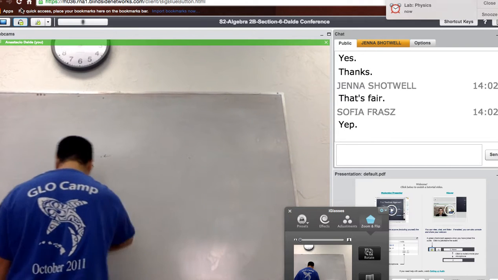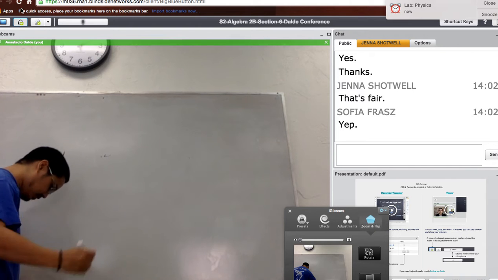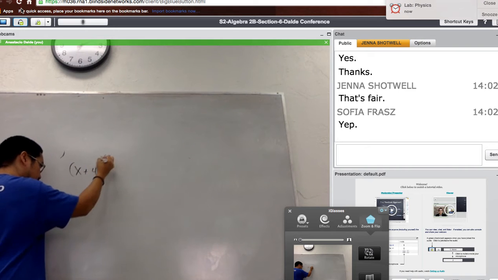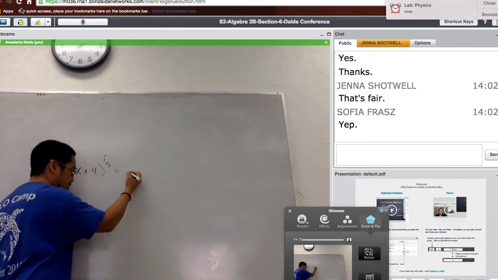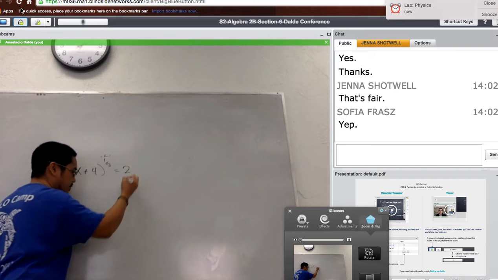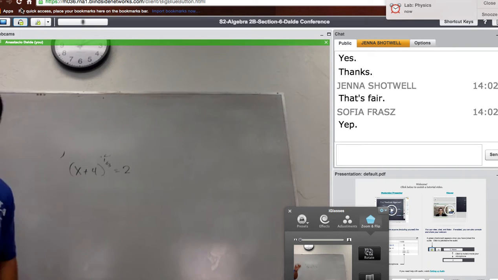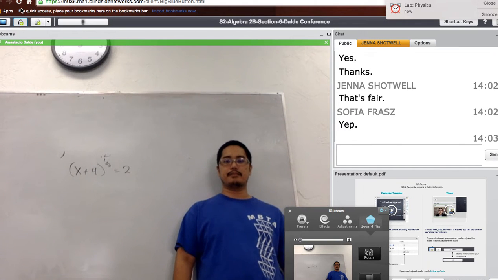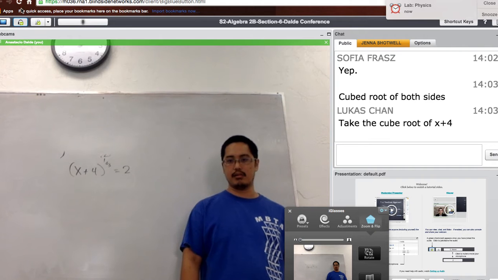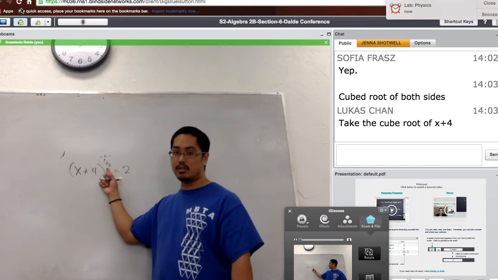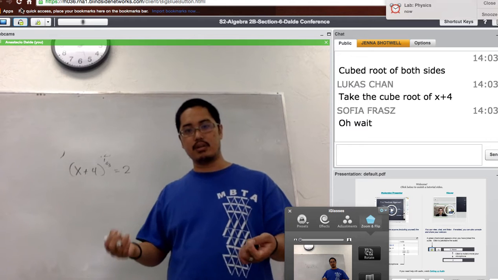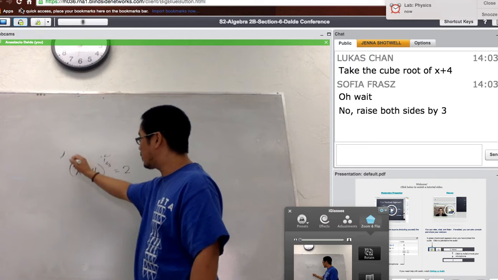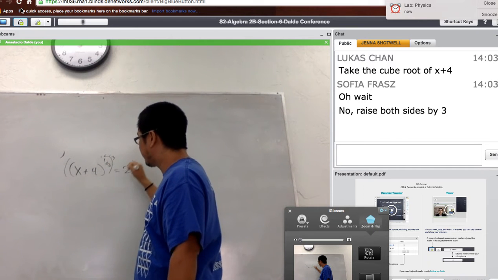Let's go with this. x plus 4 to the 1/3 power equals 2. Solve for x. First thing, I got to get rid of the 1/3 power. The 1/3 power is called the cube root. So in order to get rid of the 1/3 power, or the cube root, I would cube it. Right? So I'm going to raise everything to the 3rd power.